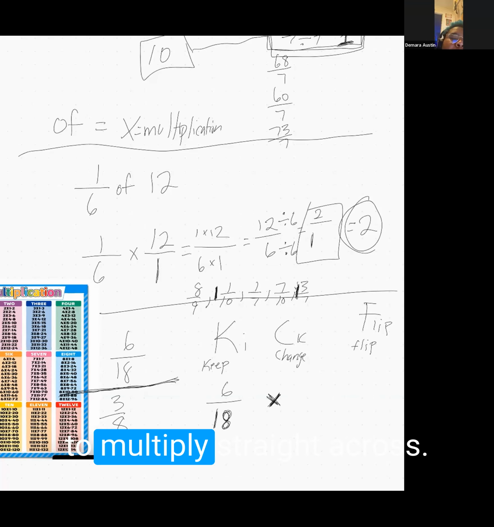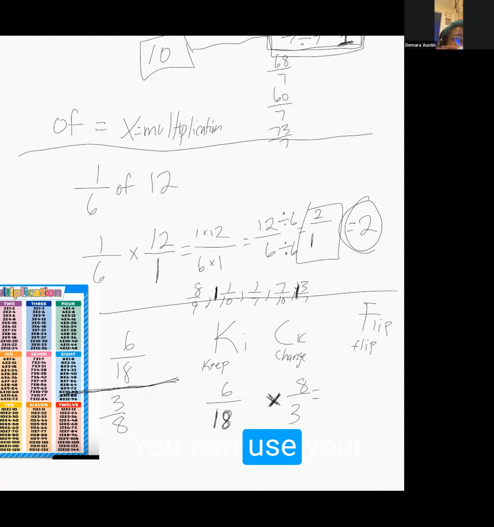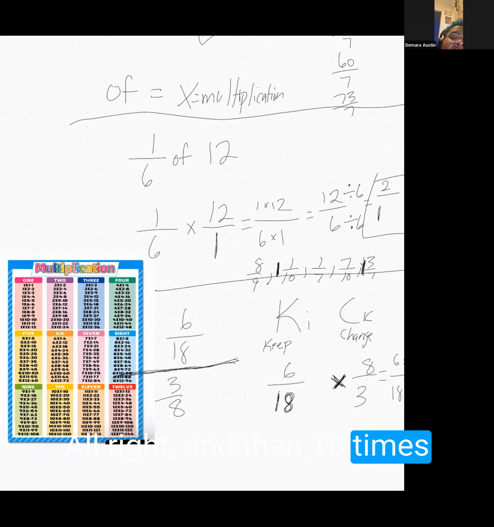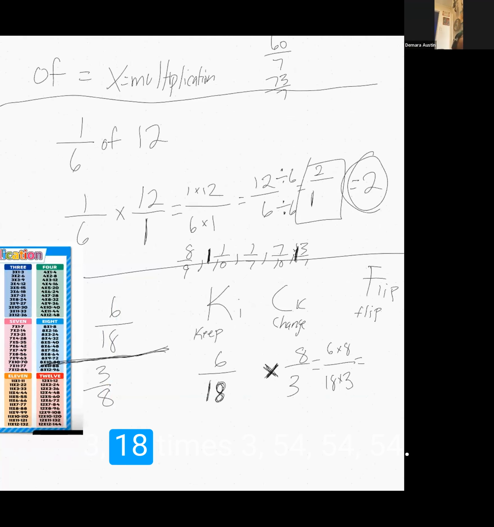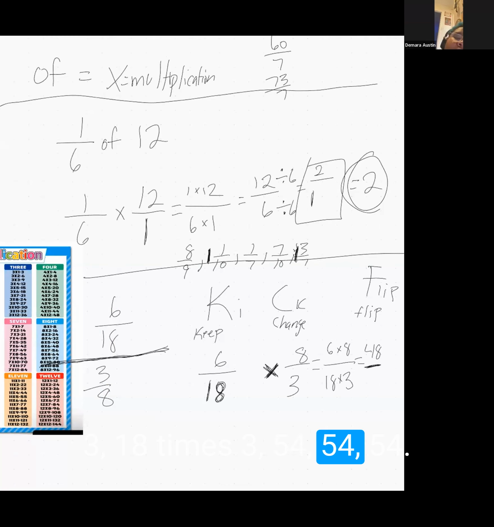All right, we're just going to multiply straight across. What is 6 times 8? You can use your multiplication chart for that. What's 6 times 8? 48. All right, and then 18 times 3. 54.